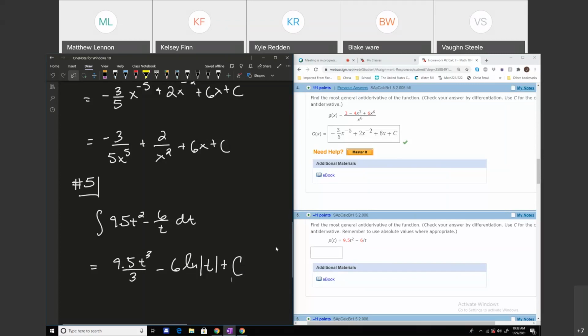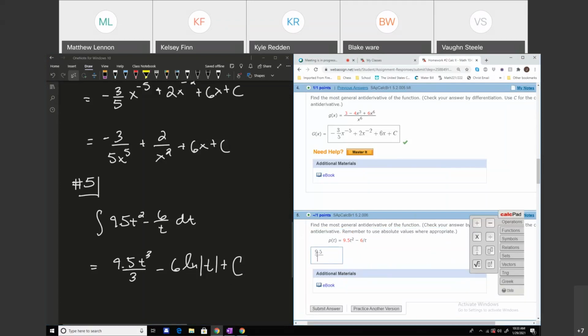Can't simplify much. I mean, you could make it 19 over 6 if you will, but remember to use absolute values where appropriate. If you don't use absolute values, it's probably going to mark you off. Since it doesn't say anything about a decimal approximation, we just pretty much have to leave it as 9.5 over 3 t to the third minus 6 natural log absolute value of t plus our constant.